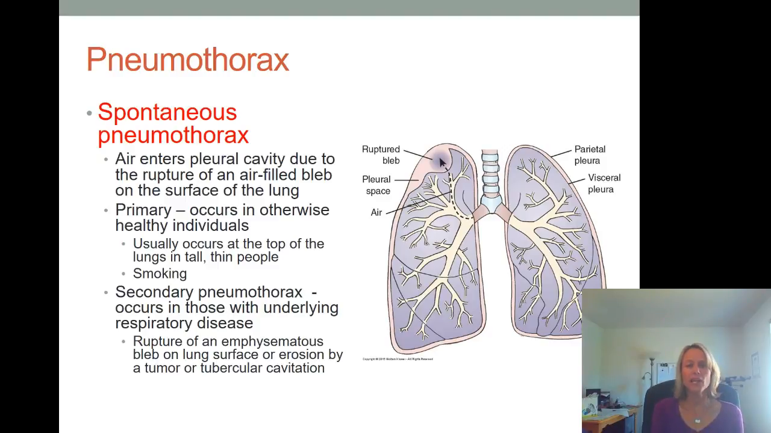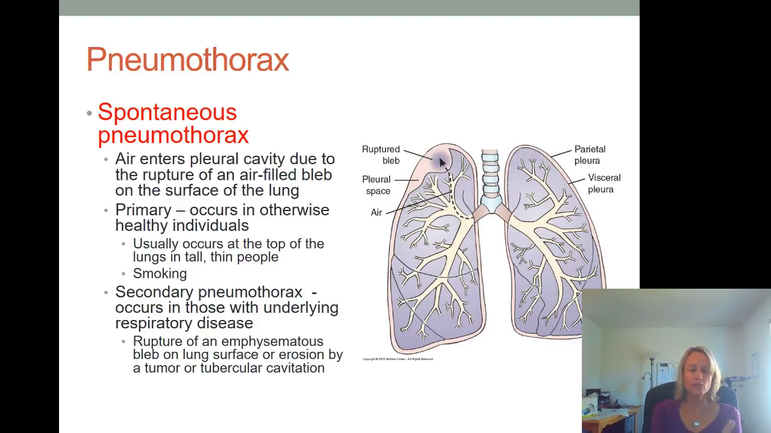Okay, so spontaneous pneumothorax. This is where we have air entering the pleural cavity due to a rupture in the visceral pleura. So the visceral pleura is the pleura that covers the outside of the lung. So we can get these little blebs or blisters on the outside of the lung. This is where that visceral pleura is just blistered. And if that ruptures, then air leaks out of the airways into that pleural space and can cause a pneumothorax.